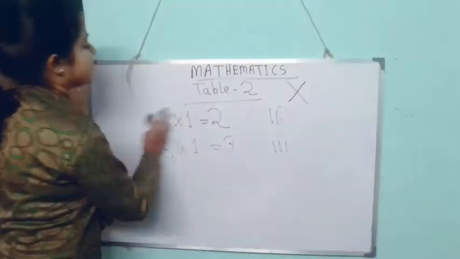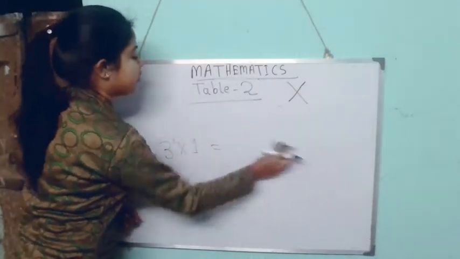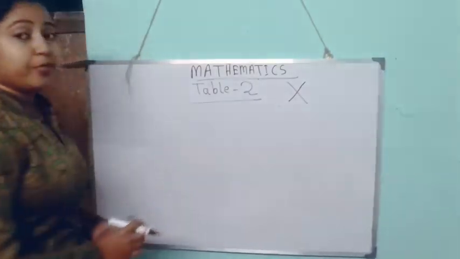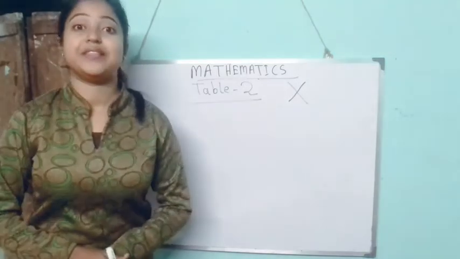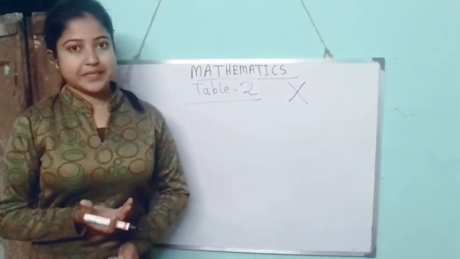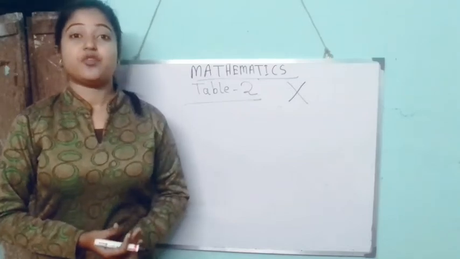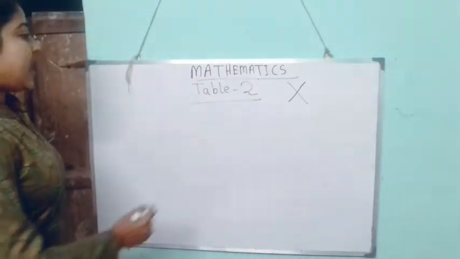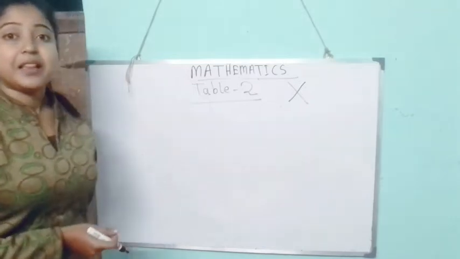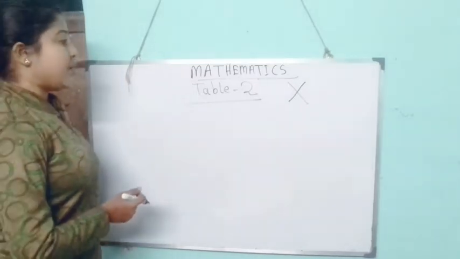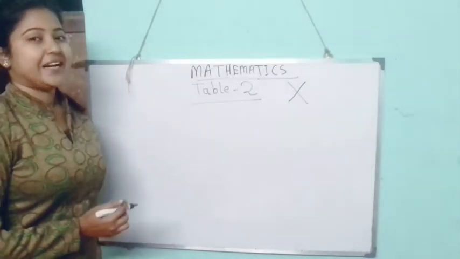Okay? So these are the two things you have to remember. If you multiply any number with 0, the product will be 0. If you multiply any number with 1, the product will be the same number. Now today we will learn the table number 2, multiplication, with the help of repeated addition.